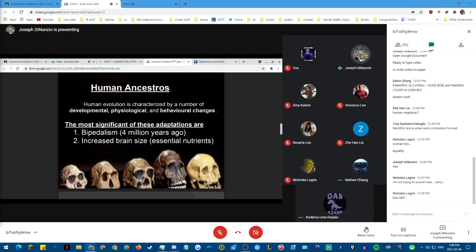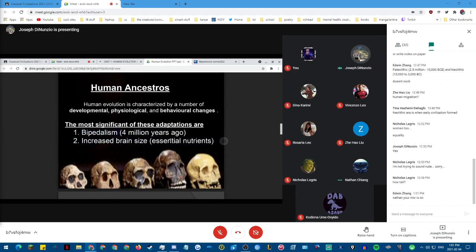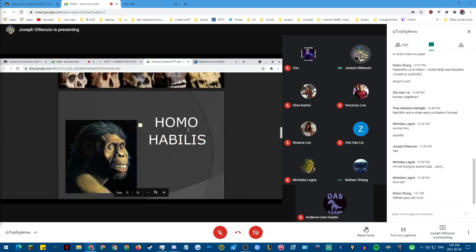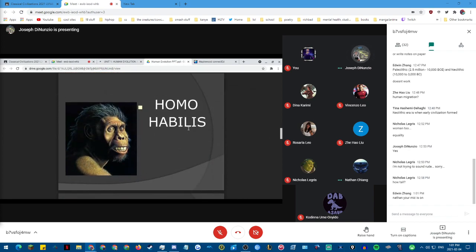Sir, what do you mean by essential nutrients for increased brain size? In terms of what they ate, right? We're going to go through each, what they ate, how their diet changed throughout this time period. I mean, we're talking millions of years here. So the big difference here, 4 million, now we're at 2 million years: bipedalism and brain size. Let's take a look again at Homo habilis, our skillful handyman.